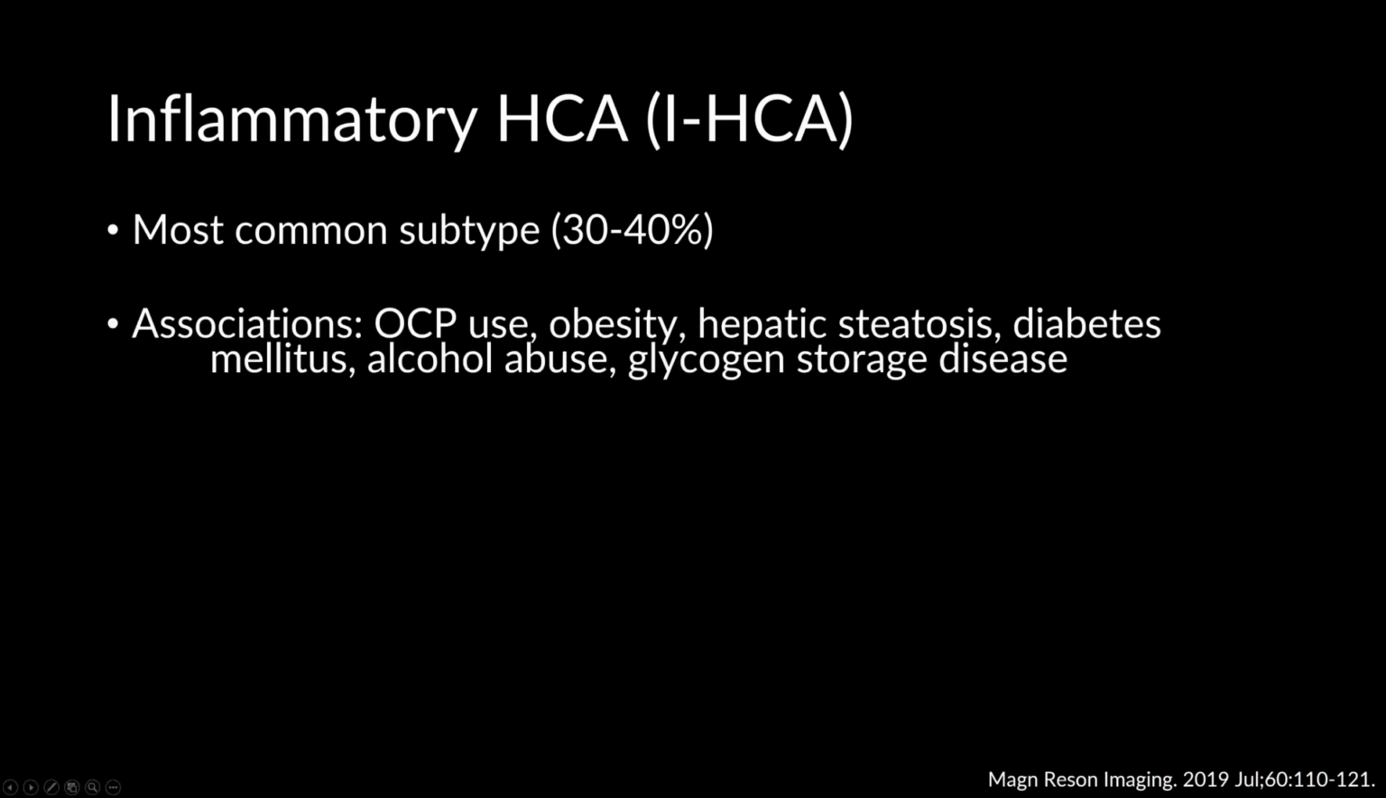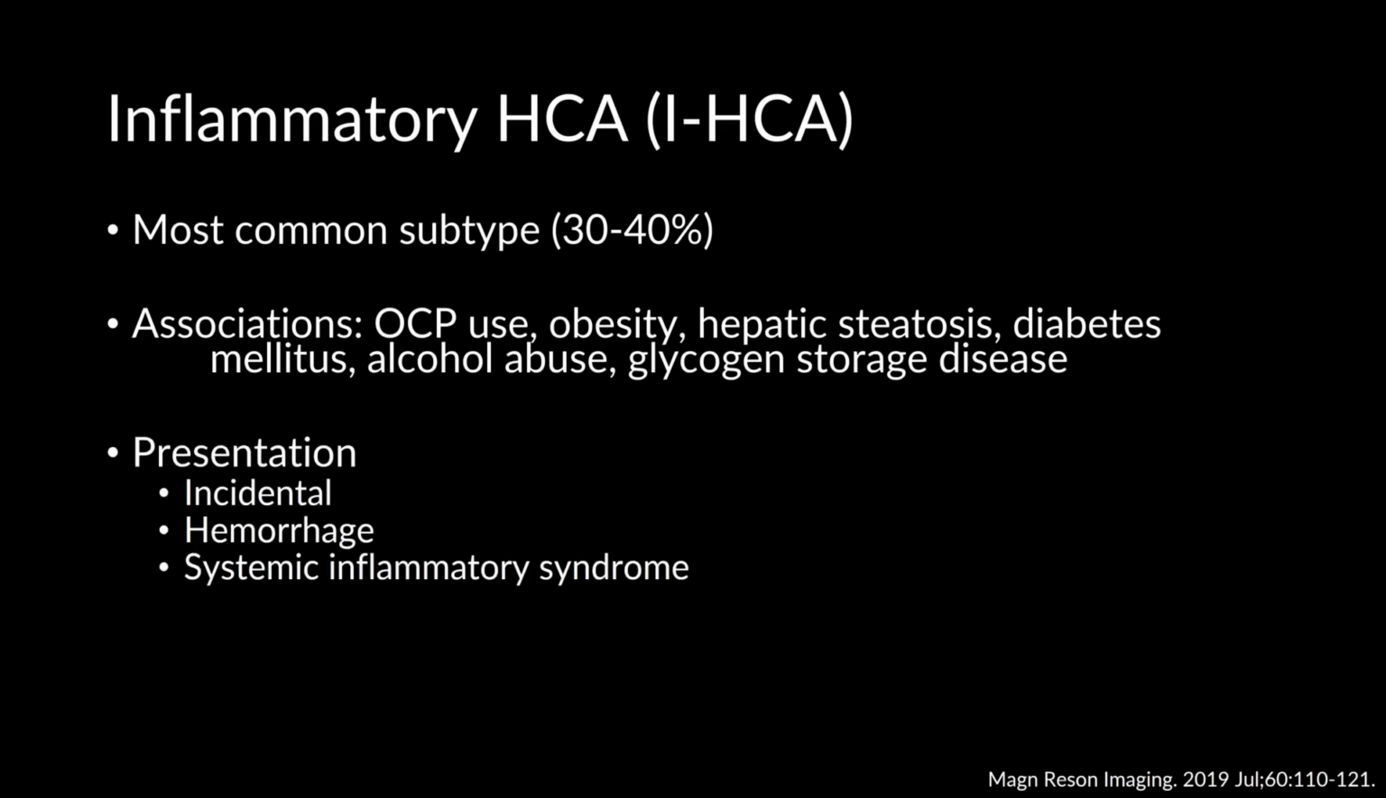So our first subtype is inflammatory adenomas, and they are the most common subtype, being 30 to 40% of all adenomas. OCP use is a strong association here, as well as obesity, hepatic steatosis, diabetes, alcohol, and glycogen storage disease. These patients typically present without symptoms, and so the lesions are found incidentally. Sometimes they can hemorrhage, and that is their presentation.